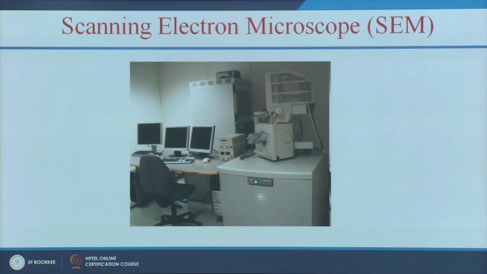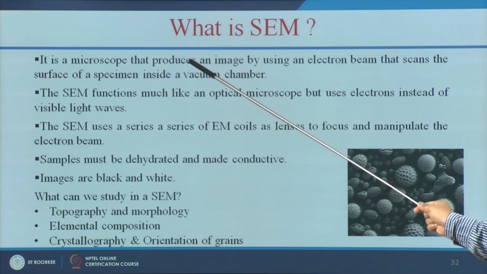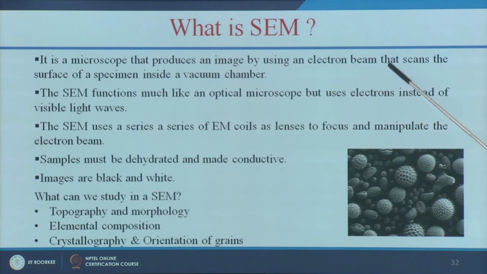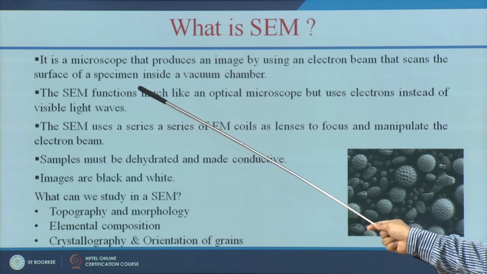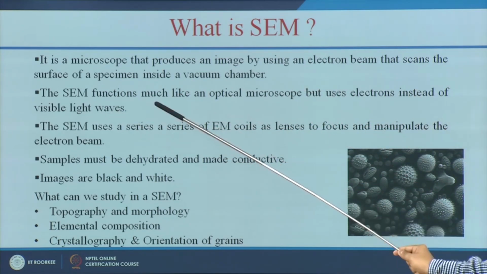And let us move on to the other microscope, that is the scanning electron microscope. Okay. So, this is a picture of a scanning electron microscope. As I told you earlier, here, instead of transmitting the electrons, the sample will be scanned and it will produce the image. So, it is a microscope that produces an image by using an electron beam that scans the surface of the specimen inside a vacuum chamber. Okay. Here it functions like an optical microscope, but as I told you earlier, it uses electrons instead of light waves. Okay.